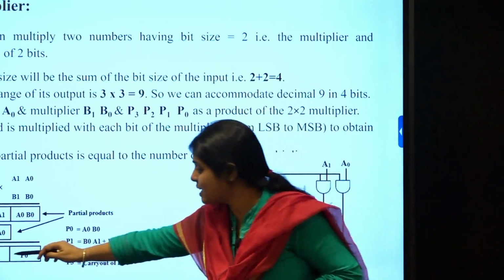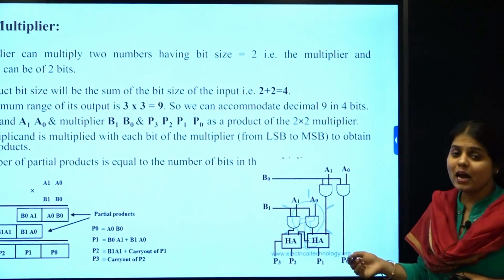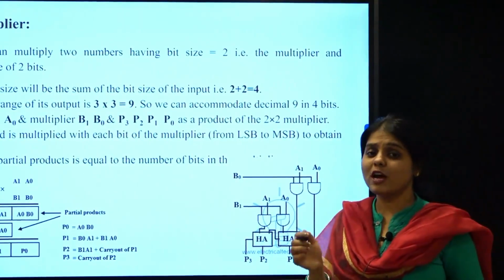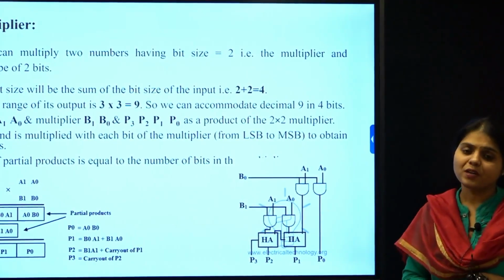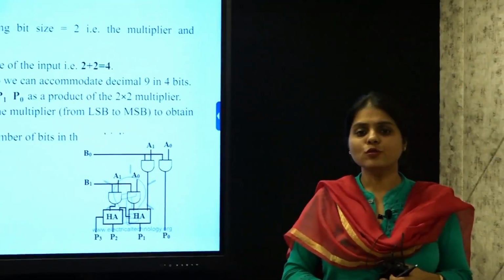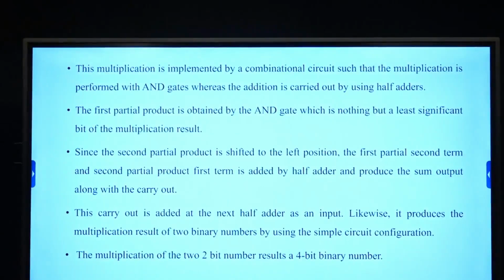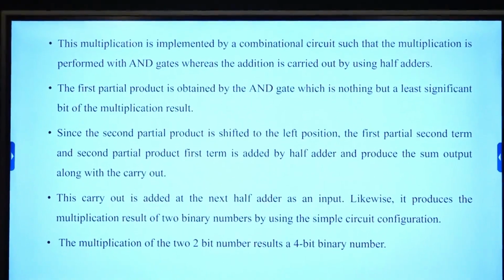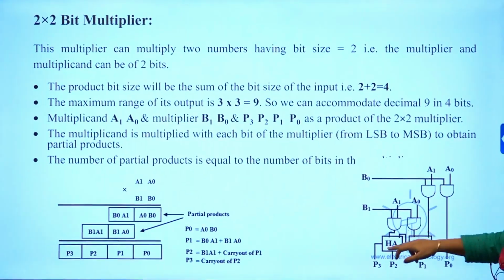So if I have any carry out of P1, I will add it. For that carry-out reason, I am not just adding the binary numbers, but I also have to include the carry. Hence we are considering half adders here. So this is the logic diagram for the 2 by 2 binary multiplier. Now this multiplication is implemented by a combinational logic circuit such that the basic multiplication is performed with AND gates, whereas the addition of carry is carried out with these half adders.